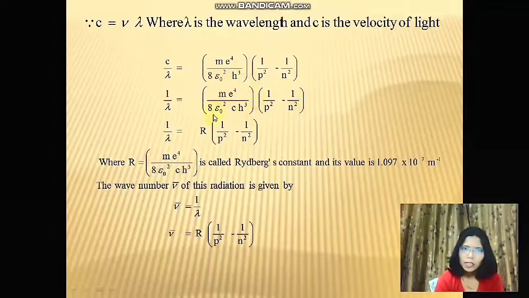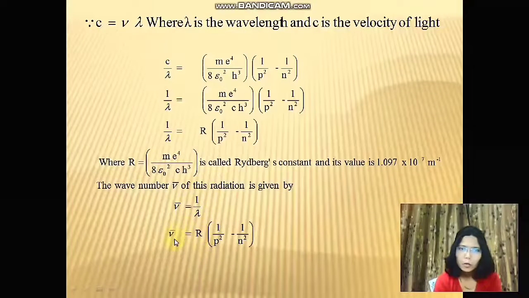So now we'll take this as one constant which is equal to R. So the expression will become 1 upon lambda is equal to R into 1 upon p square minus 1 upon n square, where this R is me^4 upon 8 epsilon 0 square c into h cube, which is called Rydberg's constant and its value is 1.097 into 10 raised to 7 per meter. And we know that the wave number nu bar is given as nu bar is equal to 1 upon lambda.